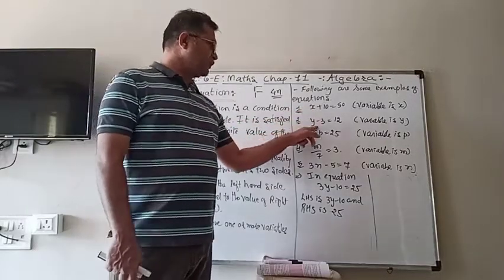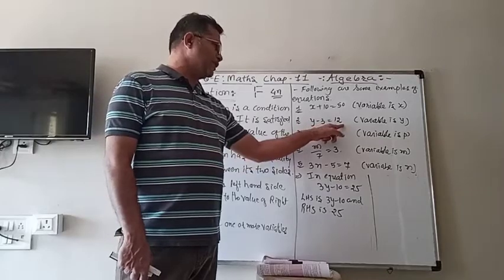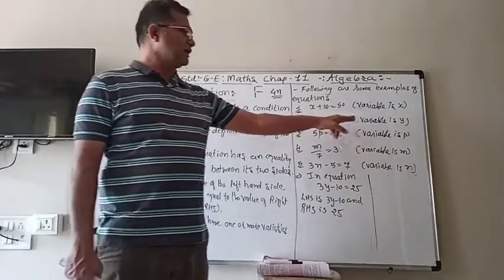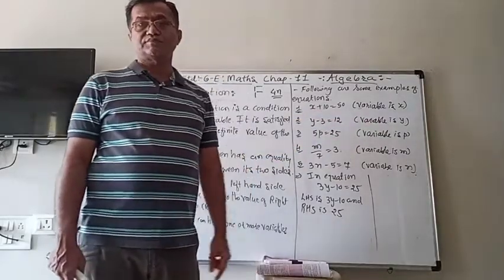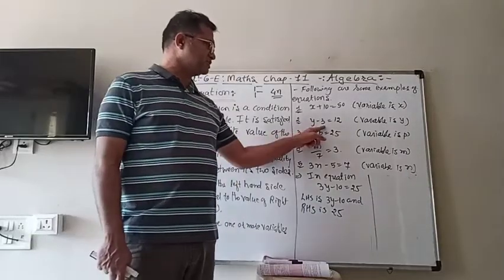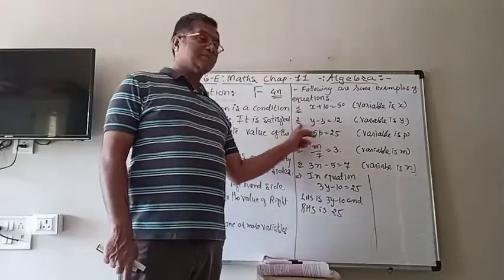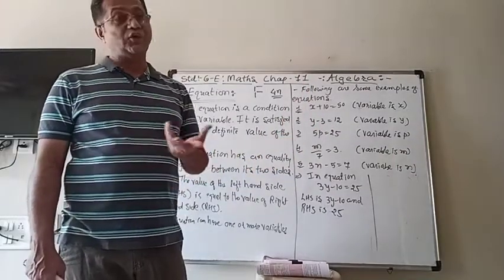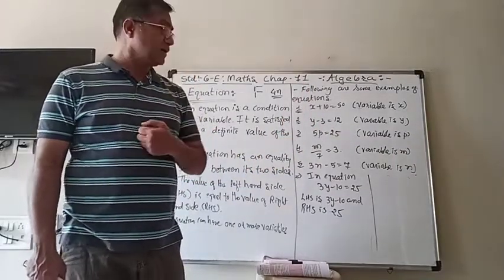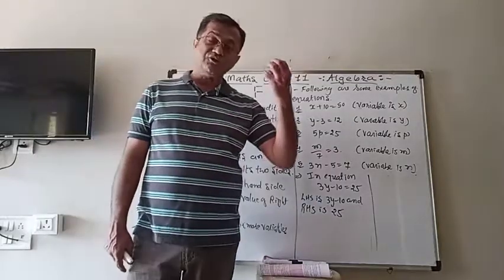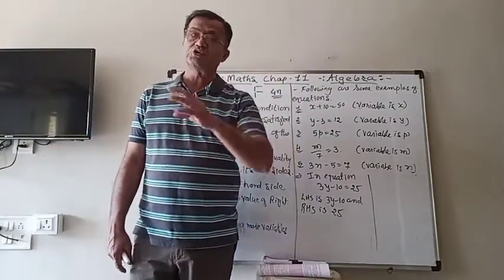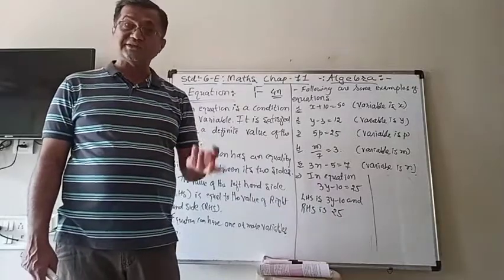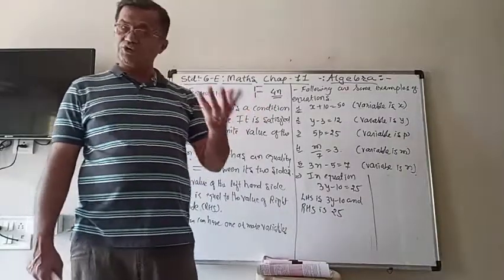The next one is y minus 3 equals 12. Here y is the variable, and the condition is that if you subtract 3 from y, we get the answer 12. So what can be the value of y here? From which number, if you subtract 3, do you get 12? Obviously 15. 15 minus 3 equals 12.